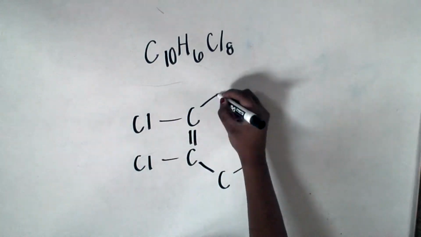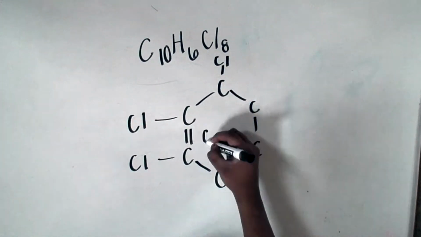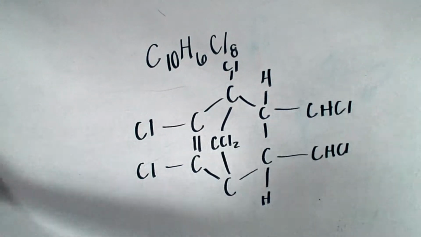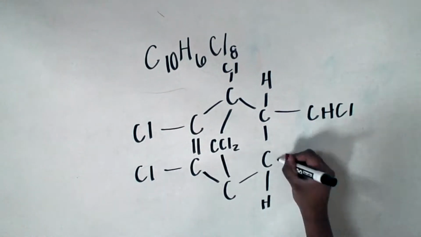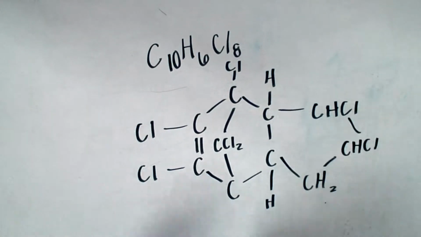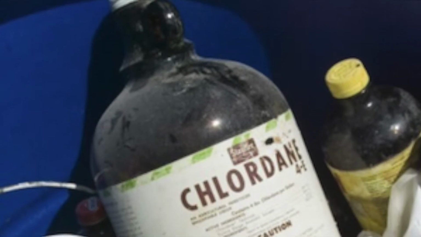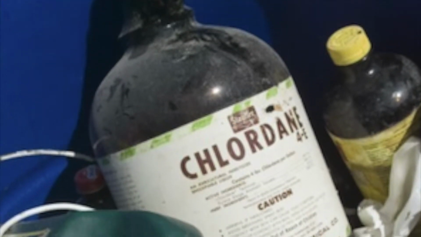Chlordane's chemical formula is C10H6Cl8. It is a teratogen and a potential carcinogen. Chlordane is a thick, amber-colored liquid that is not soluble in water. It's also a man-made chemical with a chlorine-like odor. Although chlordane has been banned for several decades, it has not yet been eliminated from the environment.